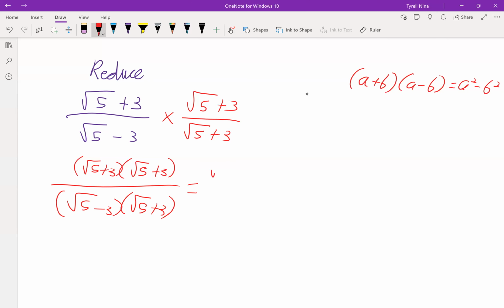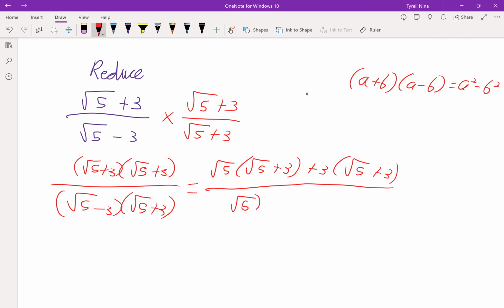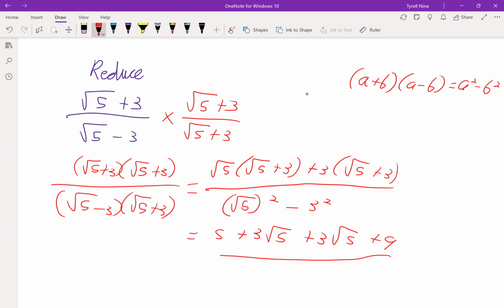So we'll expand this as usual: 5 plus 3√5 plus 3√5 plus 9, over √5 squared minus 3 squared. √5 by √5 is 5, over 5 minus 9. So we get 14 plus 6√5 over minus 4.